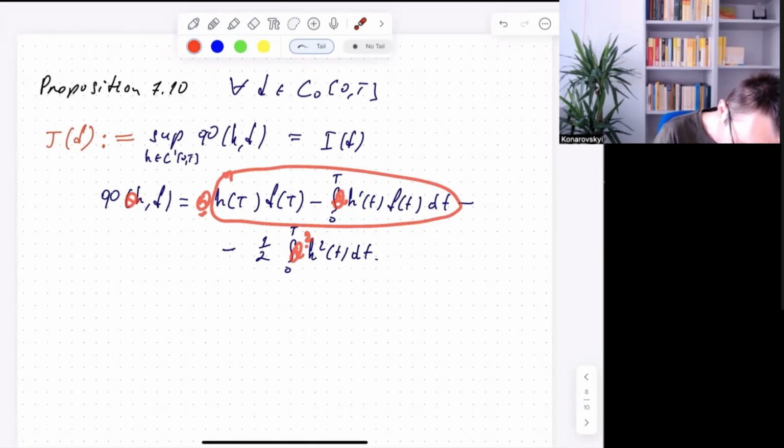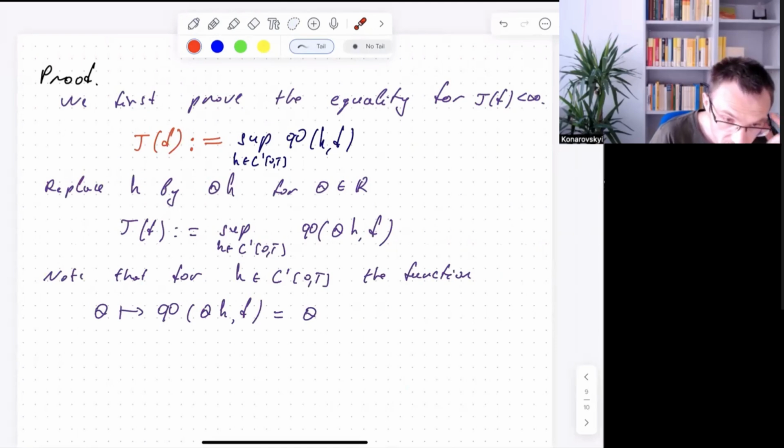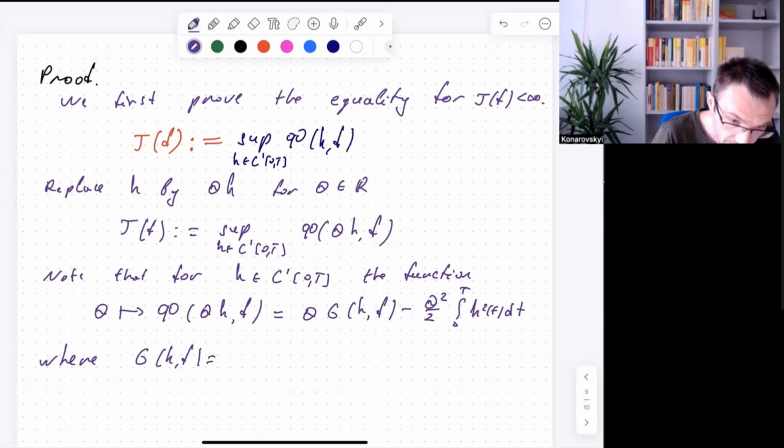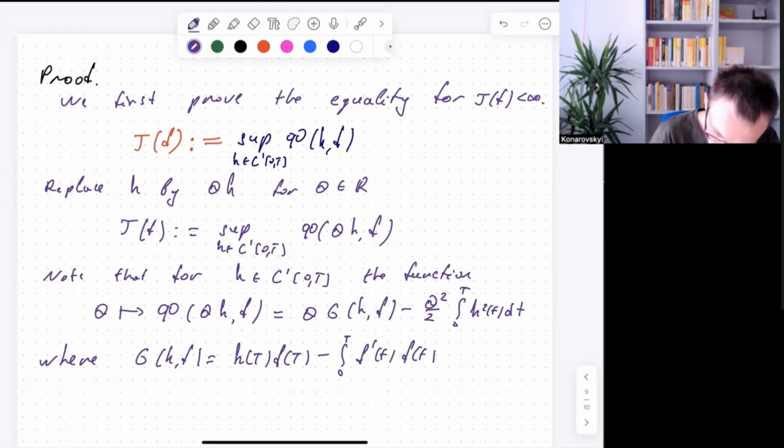We will give some special notation for that function, and then you will have this theta square. Then you will have g, I'm sorry, you will have g of h comma f minus theta square over 2 integral from 0 to t h square of t dt, where this function g of h comma f is the integral from 0 to t of h of t f of t dt minus the integral from 0 to t of f prime of t f of t dt.